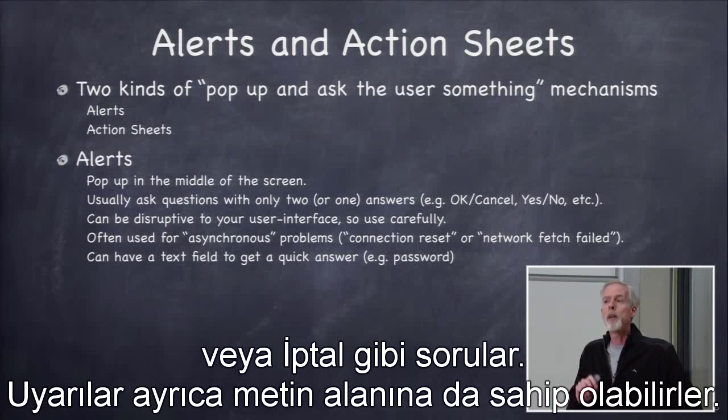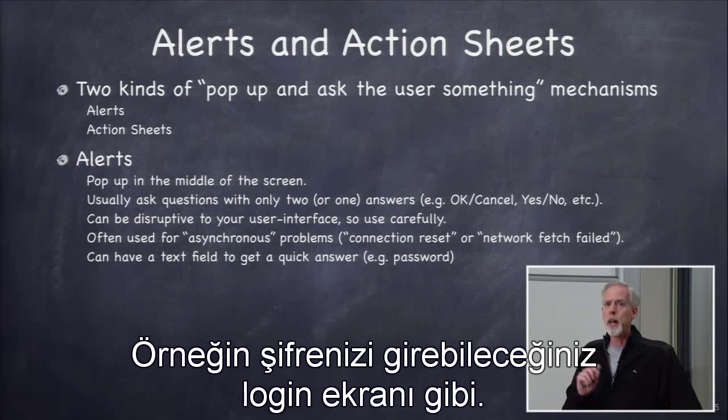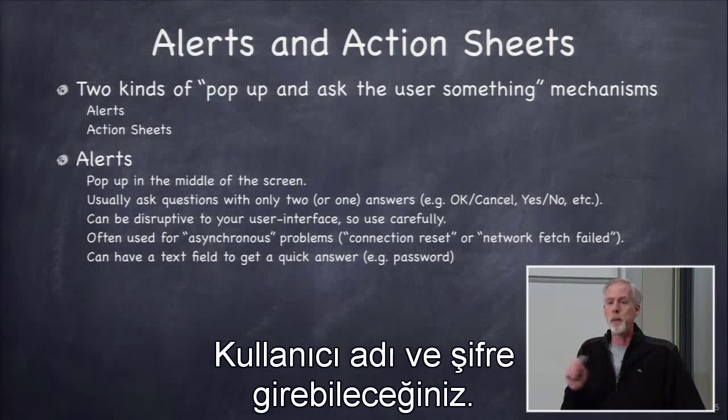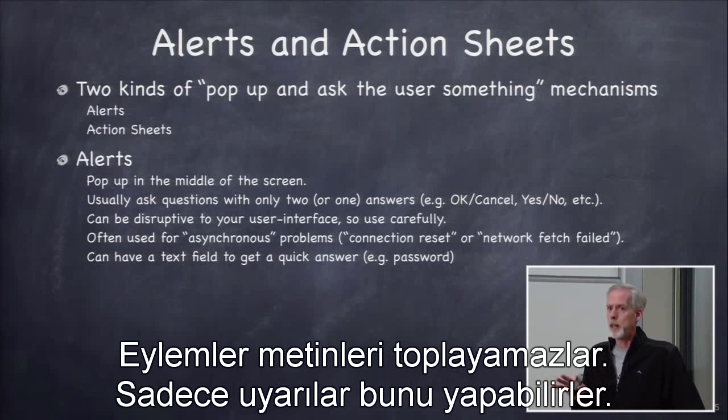An alert also, by the way, can have a text field. So it could be like log in and you have to type your password in there, okay, or maybe even username and password. So it can collect text. An action sheet cannot collect text from the user. Only the alert can do that.